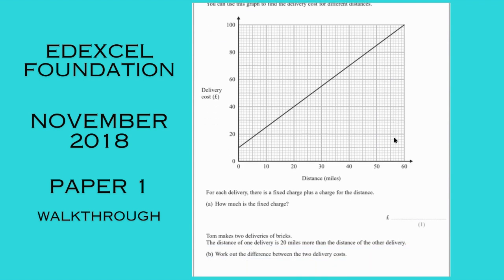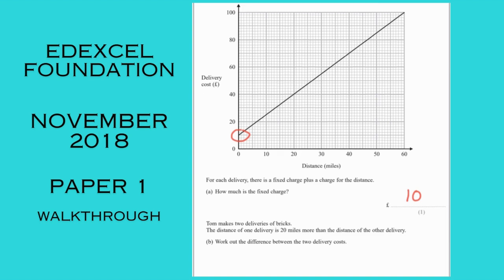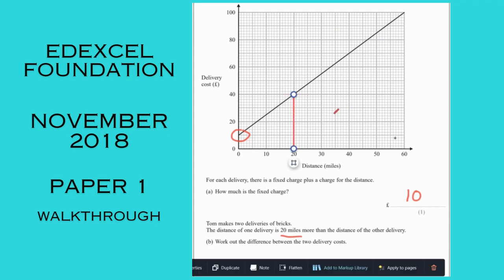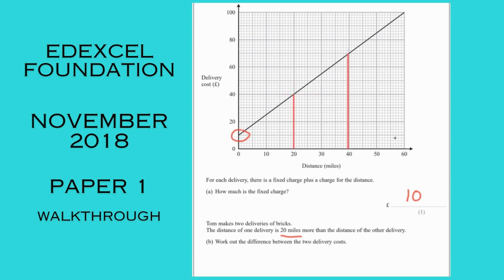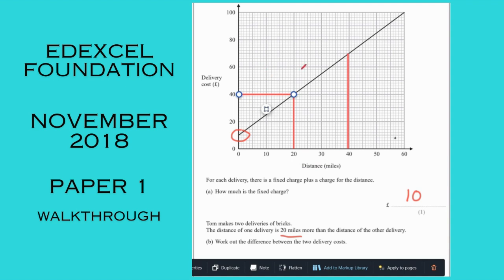Number 12. So straight line graphs. Now the fixed charge is that number there, which means the price before any time or distance or whatever has elapsed. So it will cost you £10 just to deliver, even if it's on the doorstep, 0 miles. So Tom takes delivery of 2 bricks 20 miles apart. Now, as you might see on my work solutions, I drew lines at 20 and 40 because they're 20 miles apart.